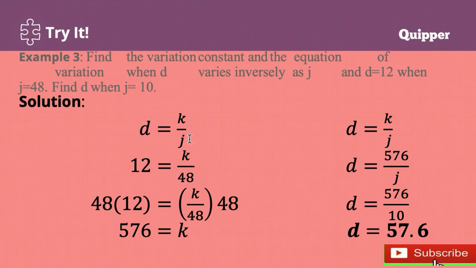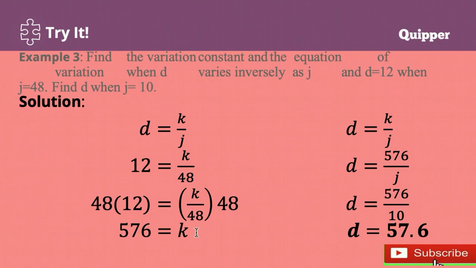Then substitute the given values for d and j. We have 12 is equal to k over 48. Now solve for k. Multiply both sides by 48. K over 48 times 48 is k. And 48 times 12 is 576. Therefore, the constant of the variation is 576.